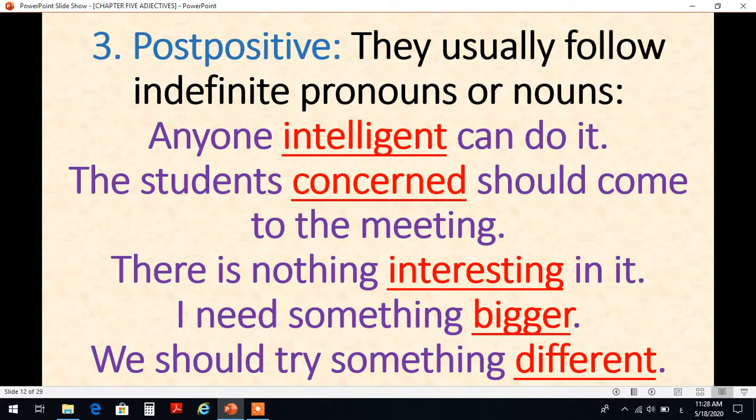Now, the third position is called postpositive. They usually follow indefinite pronouns or nouns.